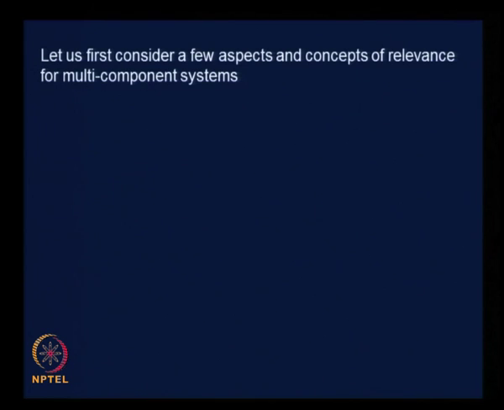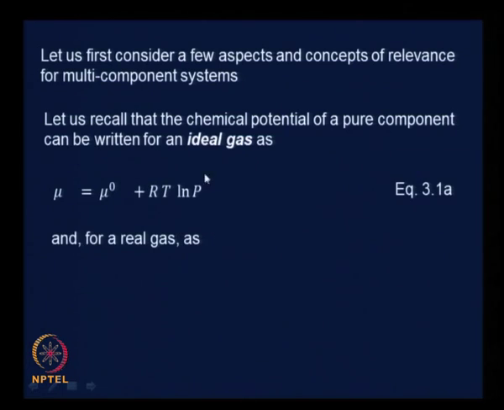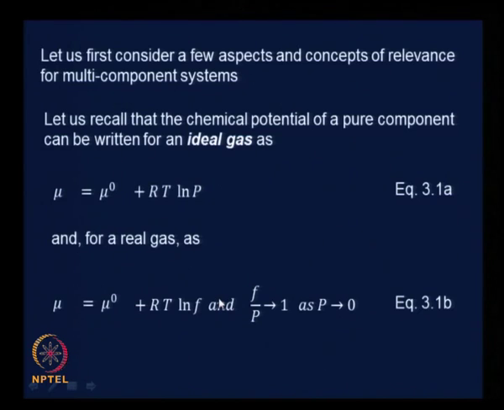And we said we will look at some concepts for multi-component systems in this particular module, and we recalled what an ideal gas was in terms of chemical potential: mu equals mu naught plus RT ln P, and for a real gas the P gets replaced with F, mu equals mu naught plus RT ln F, the fugacity, and F by P tends to 1 as P tends to 0. So, this is for ideal gas and this is for real gas, pure component. And now what happens if we mix them together?